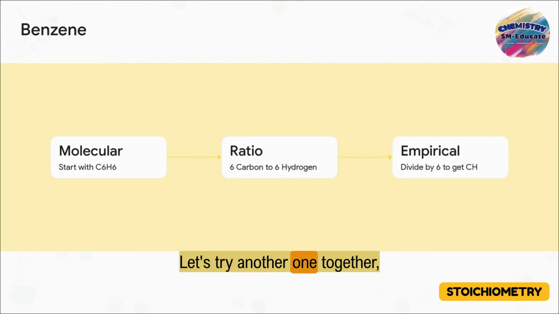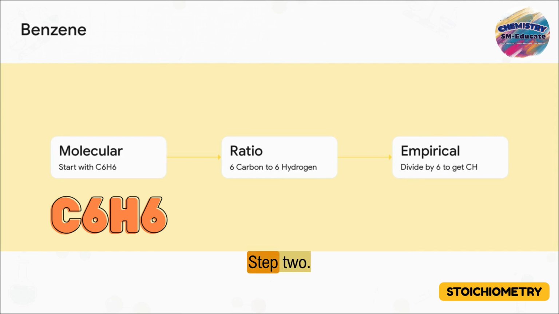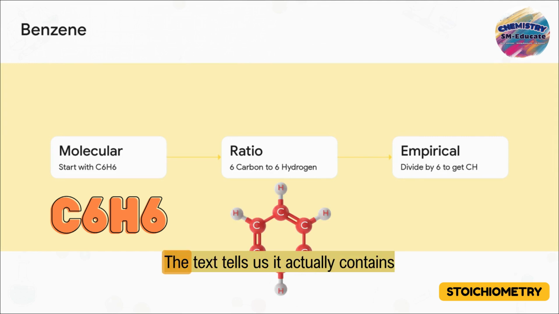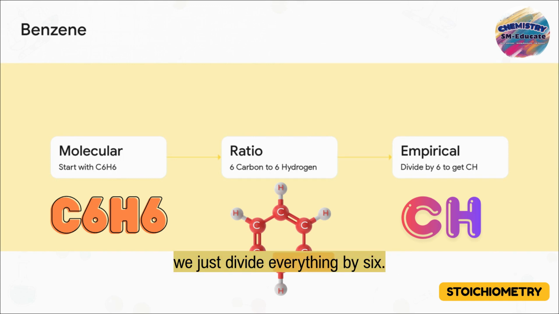Let's try another one together, just you and me. Let's look at benzene. Step 1, write the exact molecular recipe, C6H6. Step 2, identify the ratio. The text tells us it contains 6 carbon atoms and 6 hydrogen atoms per molecule. Step 3, we look for a common denominator to reduce it. Since they're both 6, we divide everything by 6, and we get our empirical formula, CH. It simplifies perfectly to a 1:1 ratio. See? It's just reducing fractions.